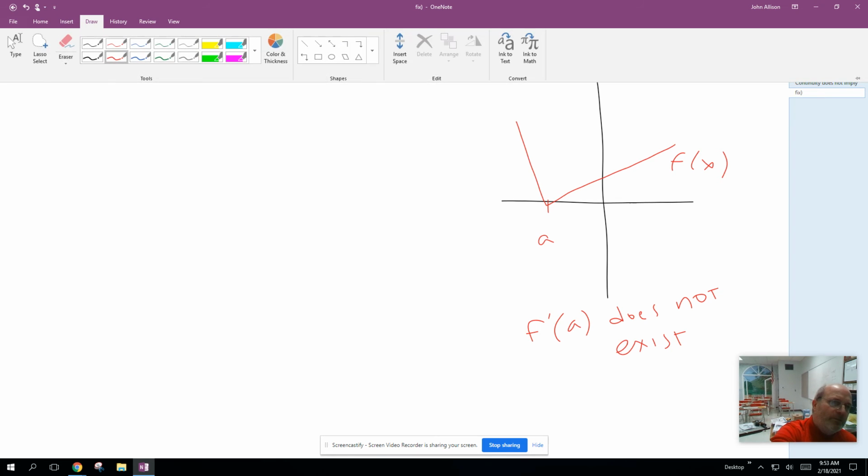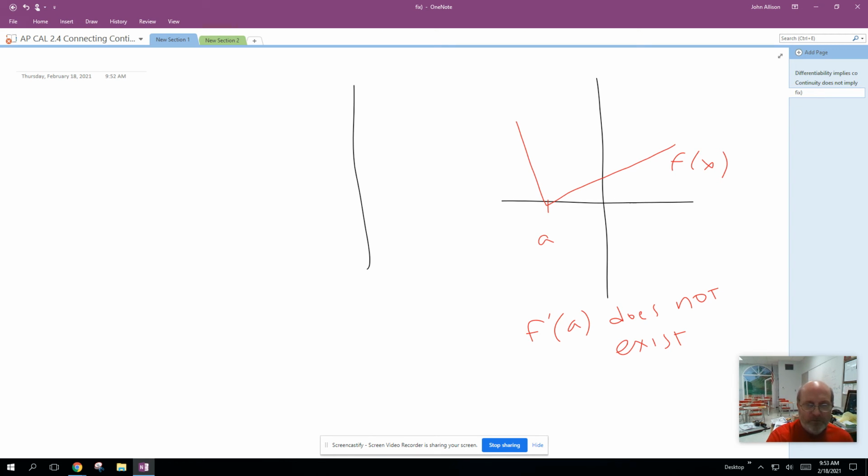If you had a function that's discontinuous at some x value a, even if the limit from the left equals the limit from the right for the limit definition of the derivative, that's not a continuous function, so f prime of a does not exist.